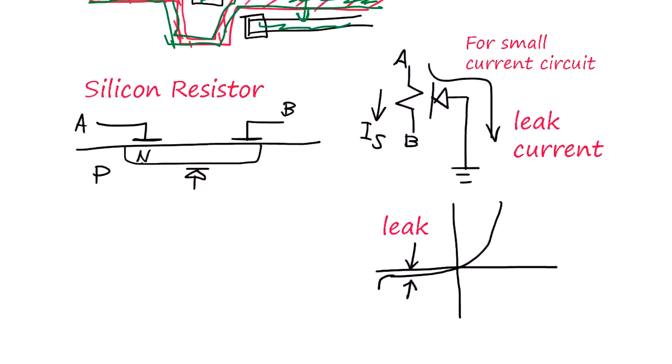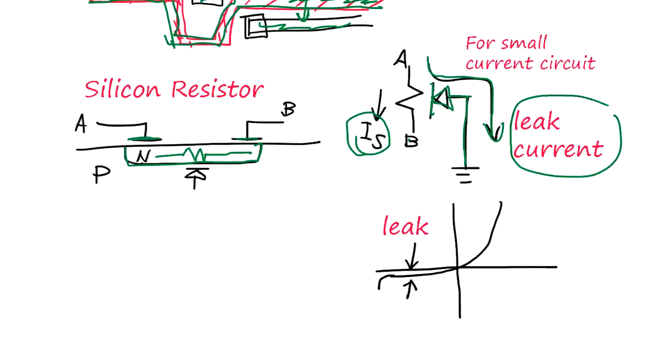And finally, you have to know the silicon resistor. Say N well, you tap into here, so this is going to be the resistor. Now, in reality, this whole resistor is like a diode in reverse mode. So there is some leak current here. So when you have a current going through the resistor A and B, you have to consider how much the leak current is. If the leak current is bigger than this current, it's going to screw up the entire circuit. Okay, so for small current circuits, we have to be careful.